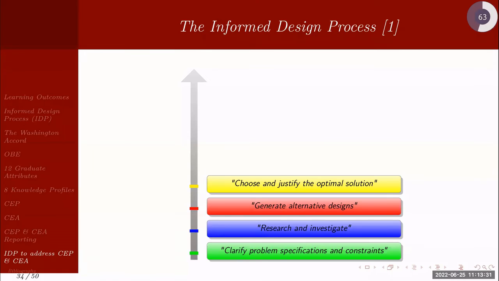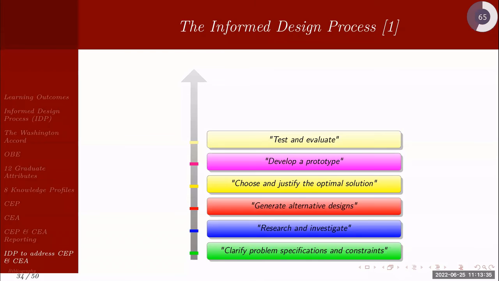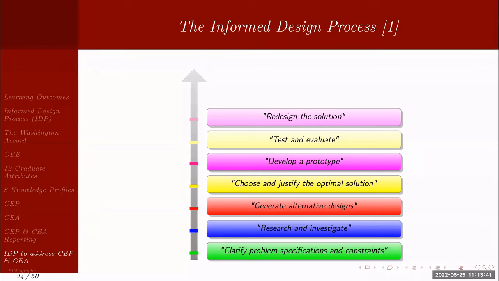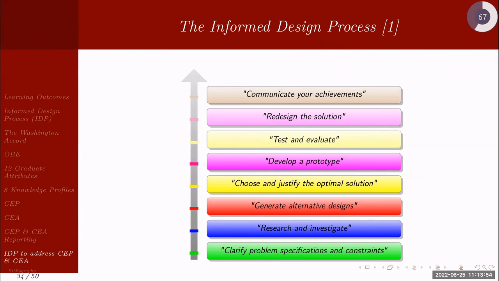Number 4, choose and justify the optimal solution. Number 5, develop a prototype. Number 6, test and evaluate. And number 7 is redesign the solution. What is number 8? What's the last one? Which one is the last one? Last one is communicate your achievements. Reporting. That's your reporting. Yeah, communication.